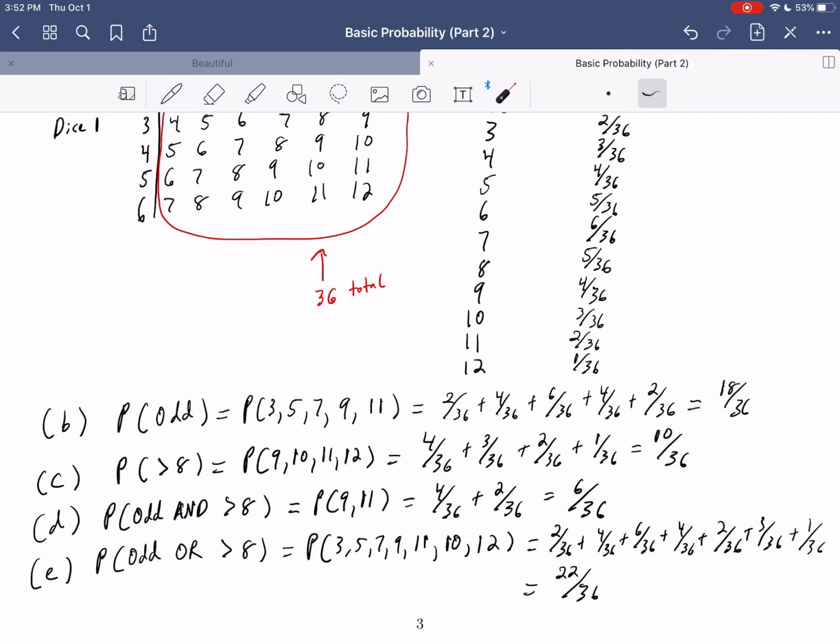But remember, we said that there would be some double counting because things like 9 and 11 were here and they were here. That's exactly what we measured with the and. So if we take this plus this minus this, 18 plus 10 is 28, minus 6, that gives us 22 out of 36. And that turns out to be what's called the addition rule for probability, something that we will define and look at further examples of in our next video.